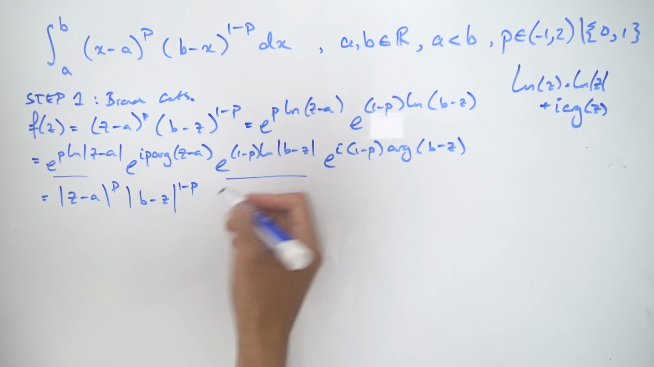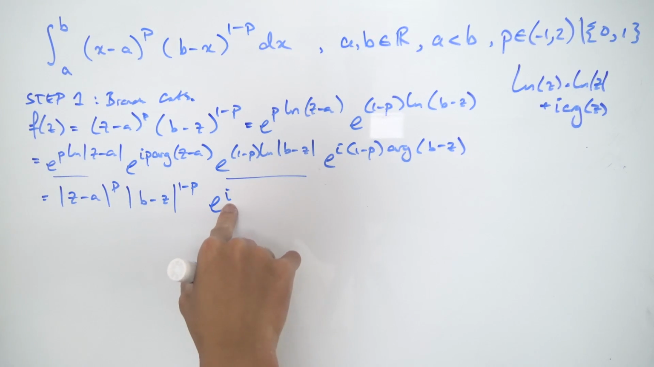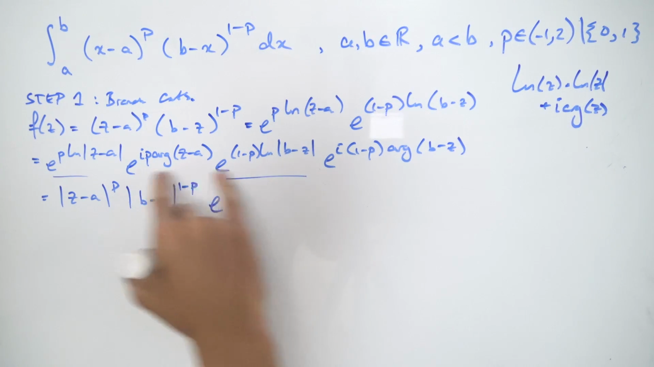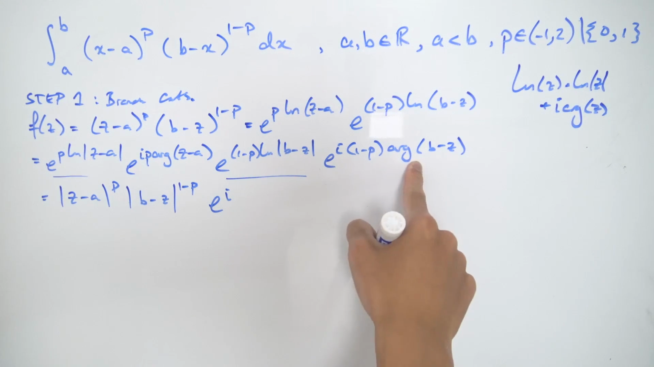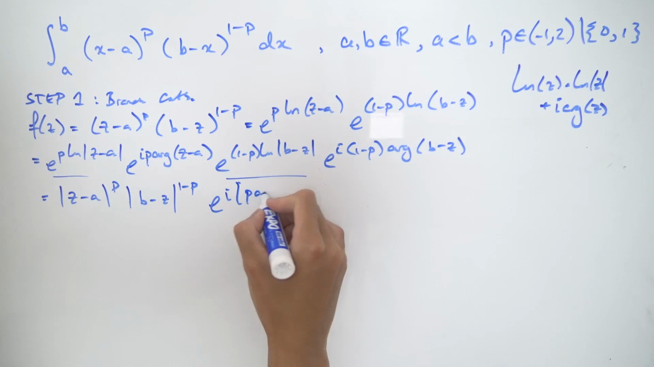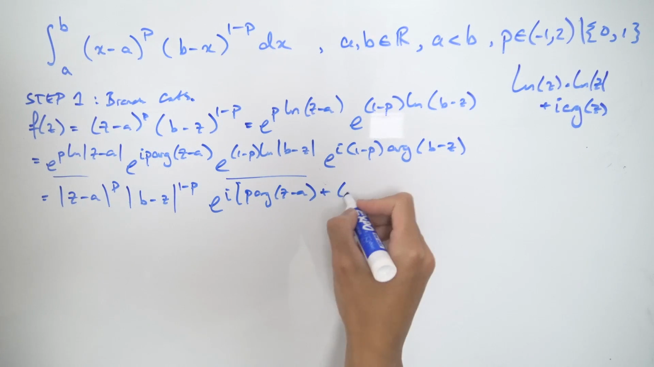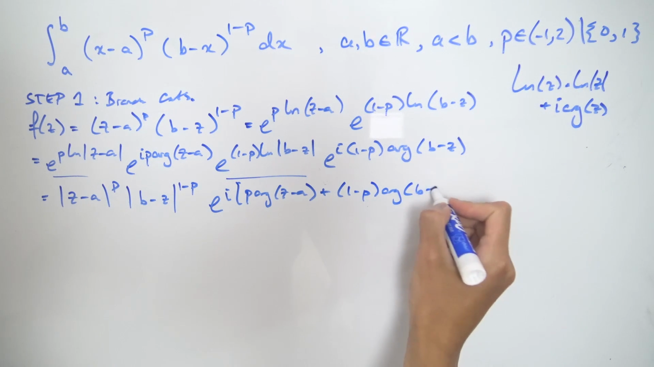Now let's take a look at the argument. So we're going to have e to the i, which is going to be a common factor on both of these factors. And then since we're multiplying these two exponential functions, we're adding the arguments. So we have i and then p times the argument of z minus a, plus 1 minus p times the argument of b minus z, like so.